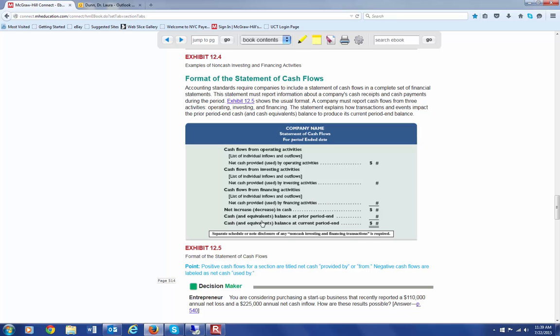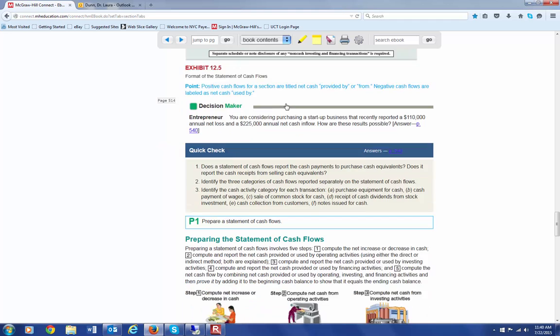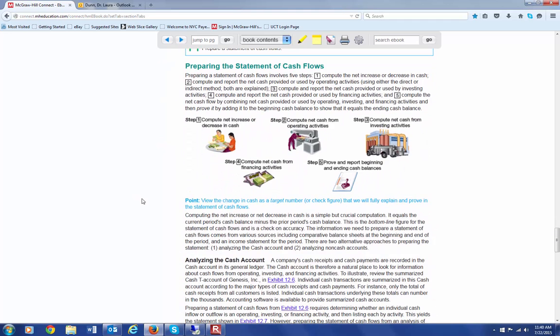So then you put down, well, what was my cash balance at the prior statement? And if you add the net increase or decrease to what you had at the prior statement, you should get the figure that you currently have. So this is the basic format of a cash flow statement. Now, let's talk about how you actually go about doing that statement.